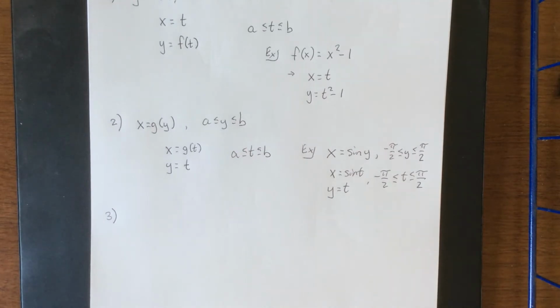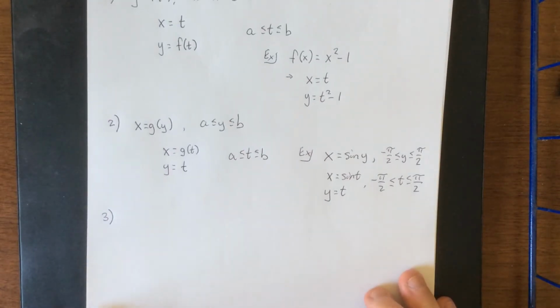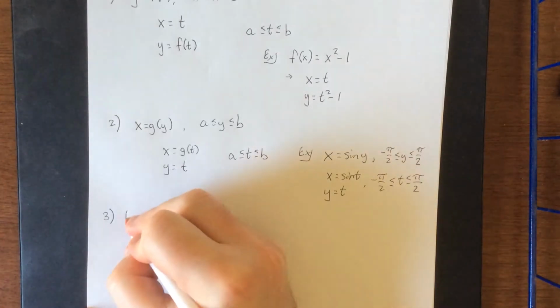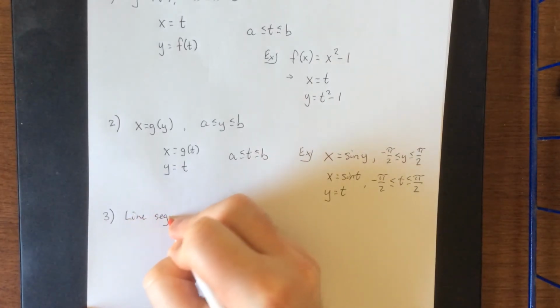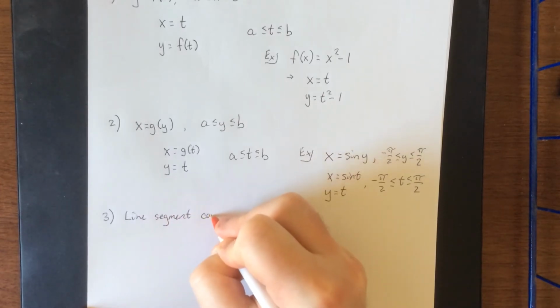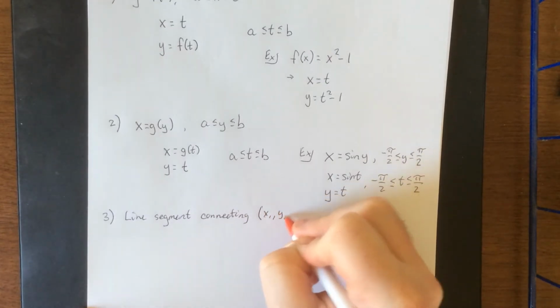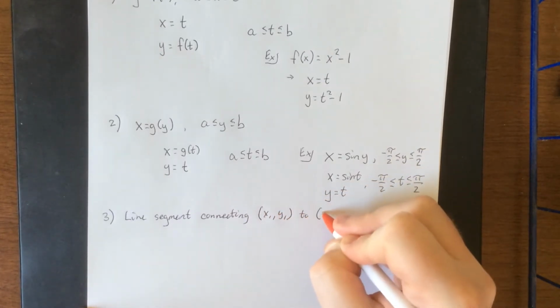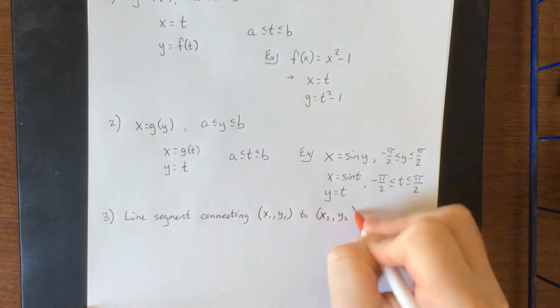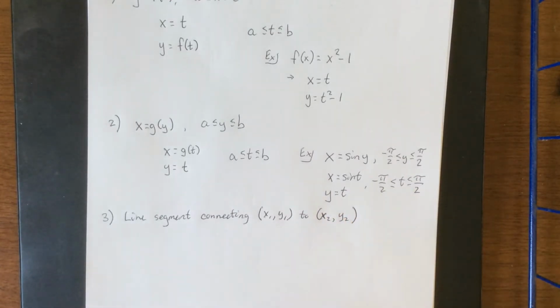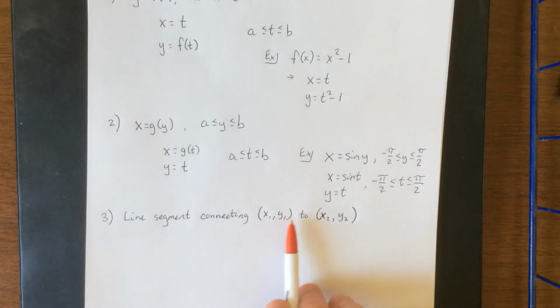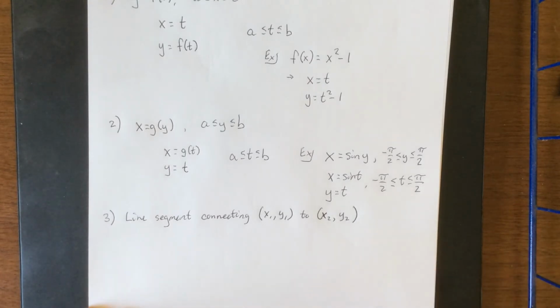Now, this next one is one that comes up a lot in Calc 3, so we're going to talk about it today. This is going to be the line segment connecting the ordered pair x1, y1 to the ordered pair x2, y2. The reason this comes up a lot in Calc 3 is because we extend this into 3 dimensions, and we'll be doing x1, y1, z1 to x2, y2, z2. Parametrically is one of the ways that we define what lines are in 3 dimensions.